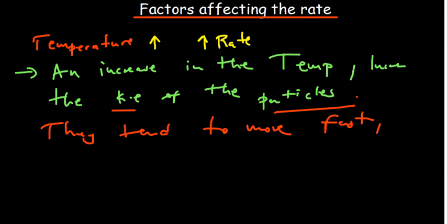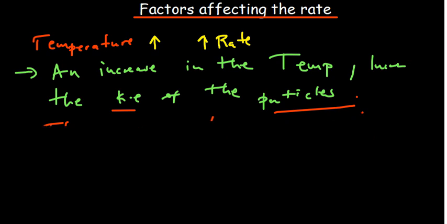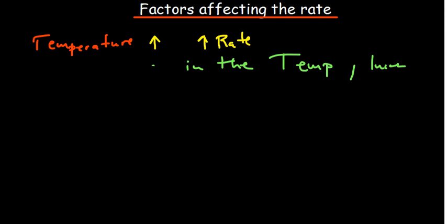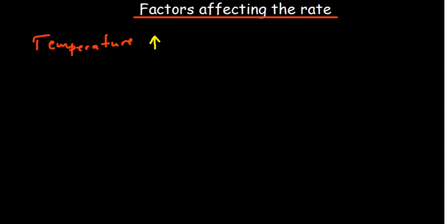Okay. Now, of course, the opposite is true. If you reduce the temperature, you are reducing the kinetic energy of the particles. The particles will move less and slower, leading to fewer successive collisions between the particles, and so the rate is low.